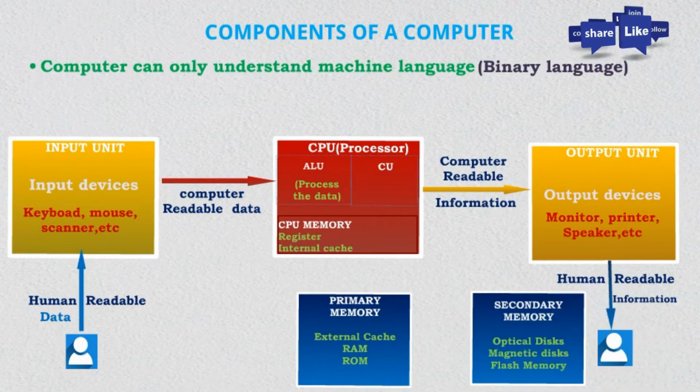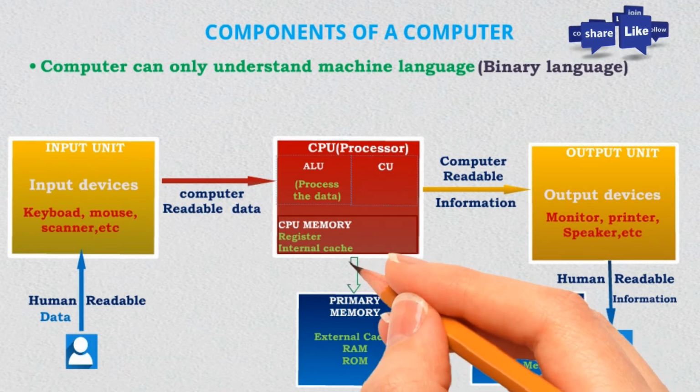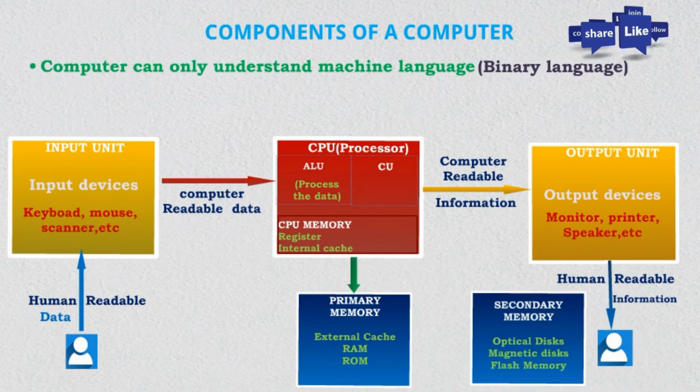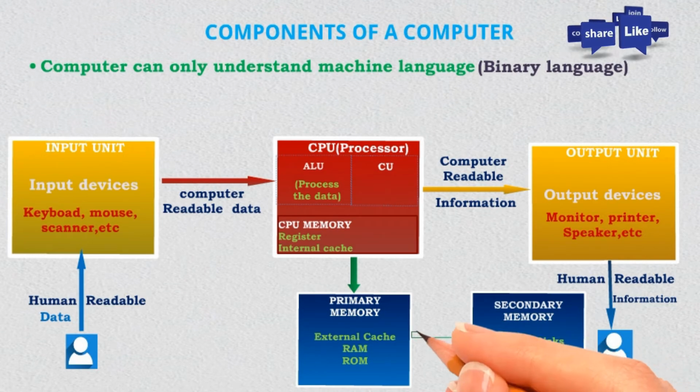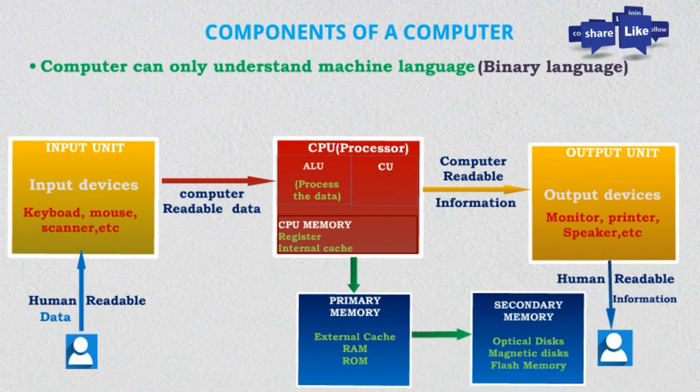While doing the process, CPU is taking and storing the data from the CPU memory. Sometimes the data is not available in the CPU memory. That time, it will fetch the data from primary memory. But sometimes, primary memory also will not be having the data. That time, primary memory fetches the data from the secondary memory and gives it to the CPU.